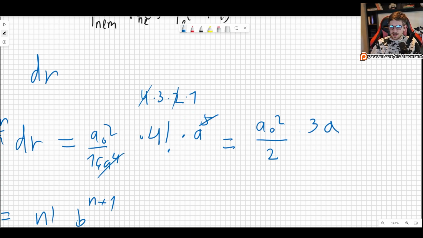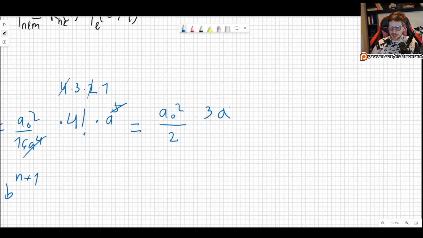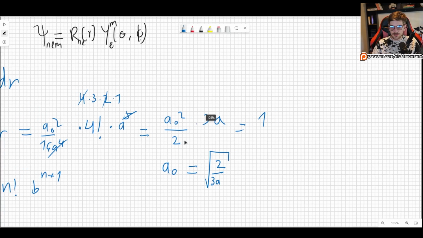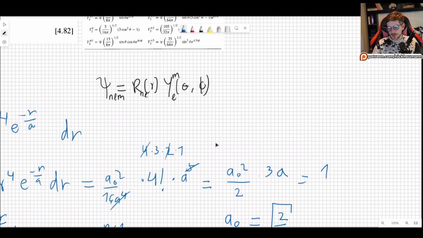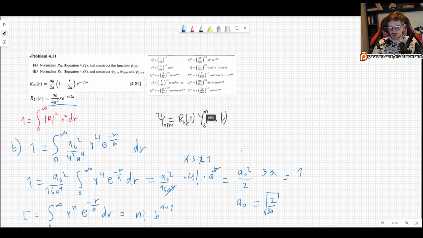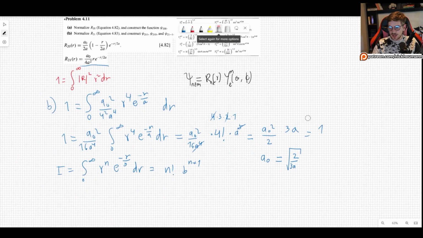So we have a squared, 4 times 2 cancelled out, 3 is still there. Okay, so this thing here has to be equal to 1. So that means that a0 is going to be the square root of 2 over 3a. So that is our normalization constant for R21. And with this, we can now just go ahead and construct our wave function.